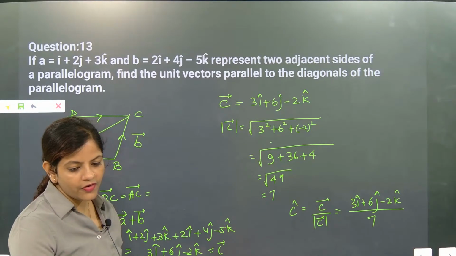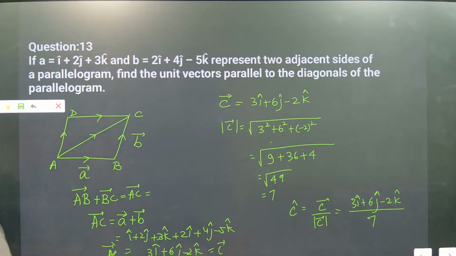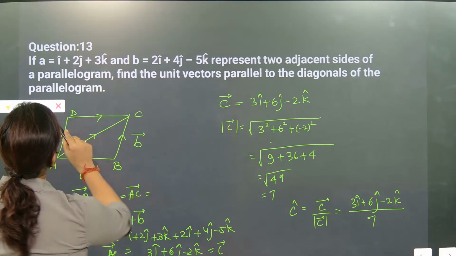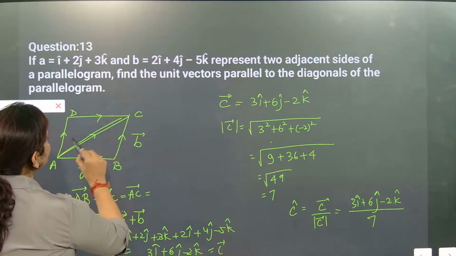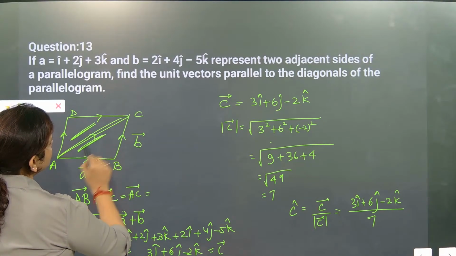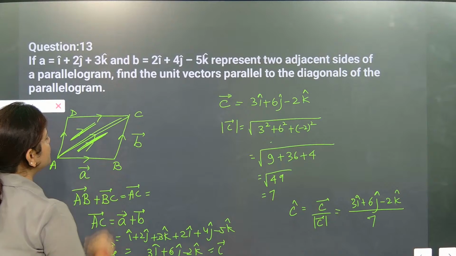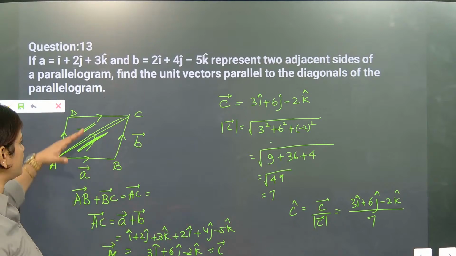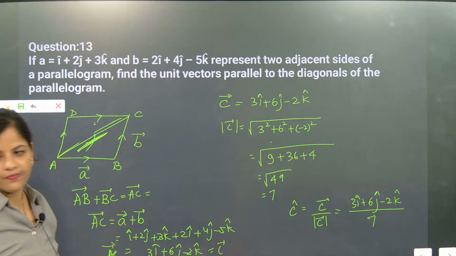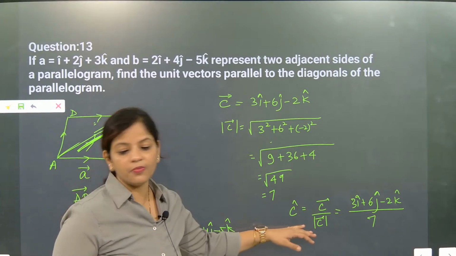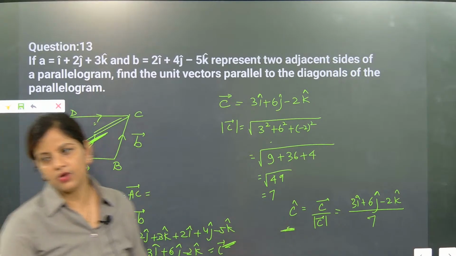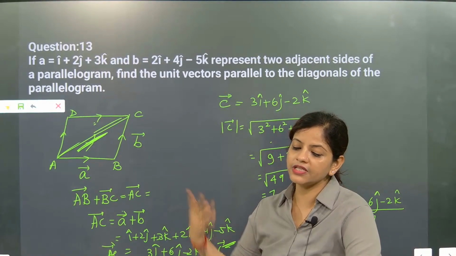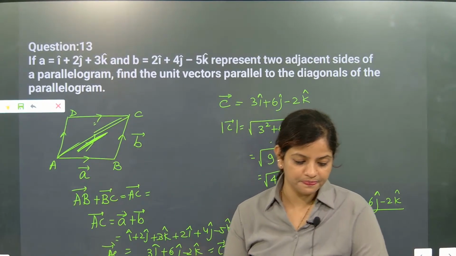I hope till here you have understood. So whatever unit vector will be there, which will be C. Find the unit vector parallel to the diagonals of the parallelogram. Whatever unit vector will be parallel, its unit vector of the diagonal will be same as the unit vector which is parallel to the diagonal. Understood? Whatever C vector will be coming, the unit vector value remains the same. So this will become the unit vector parallel to the diagonal of the parallelogram. Last class itself we have discussed that if two vectors are parallel, their unit vectors remain the same.